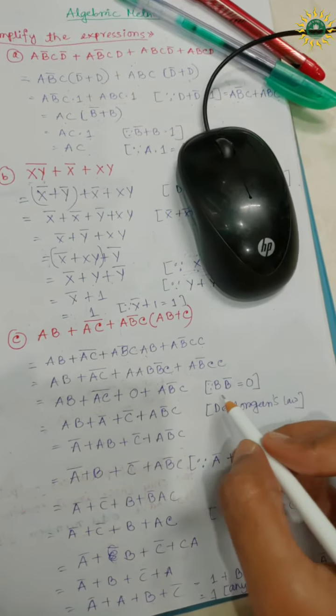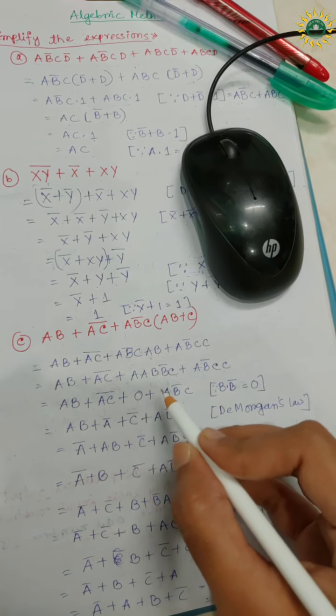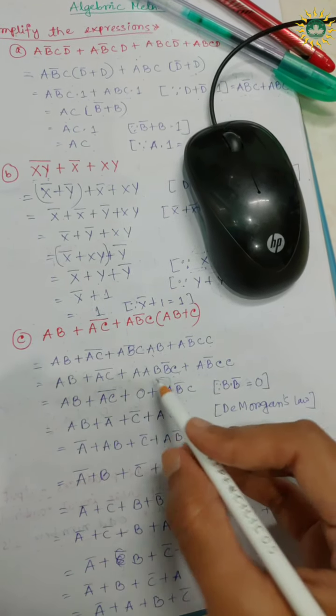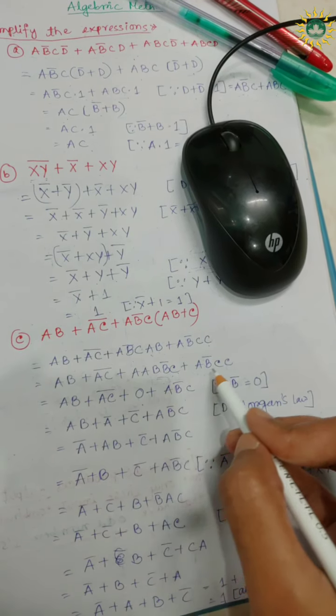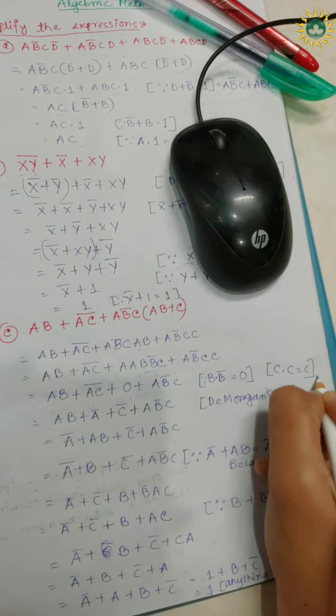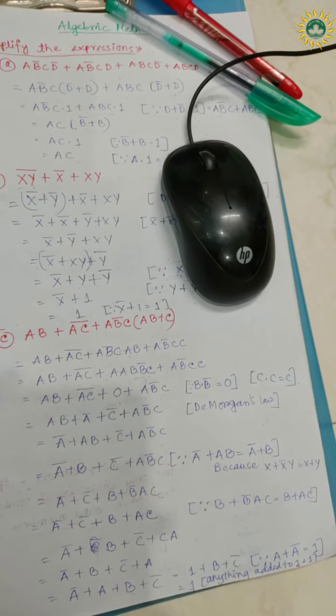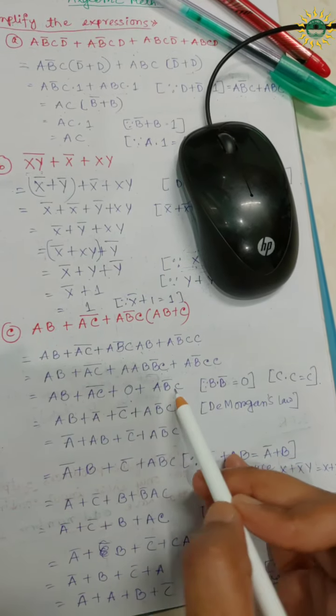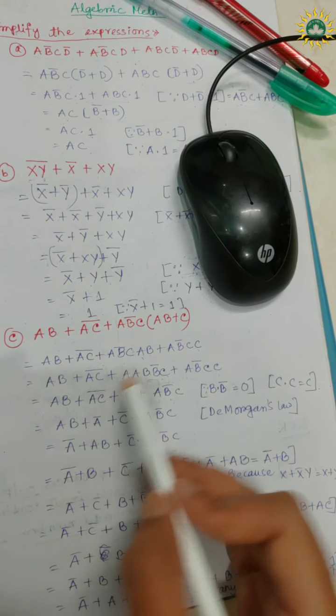Now we know that B and B bar gives you 0, which we have here. That's why the entire thing makes you 0, and here we have to actually write C into C bar gives you C. Sorry, C into C gives you C. Now for this we have A B bar C, this we have 0, A C bar was there, A B was there.